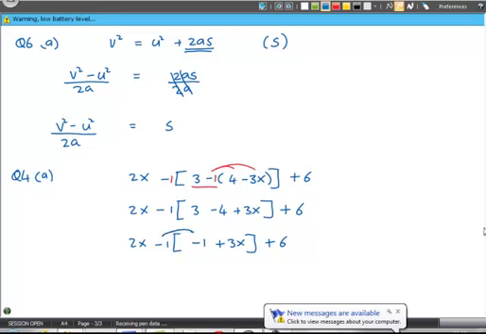Now more multiplication in. Again, the 2x drops down. Minus 1 by minus 1, or negative 1 by negative 1, is plus 1. You can just tidy it up and you're finished. Okay? Don't be put off by the square brackets.